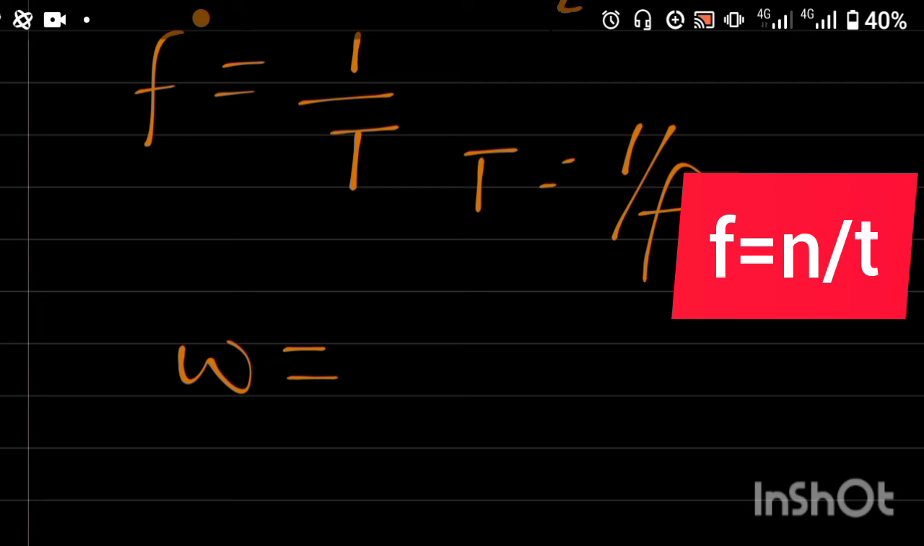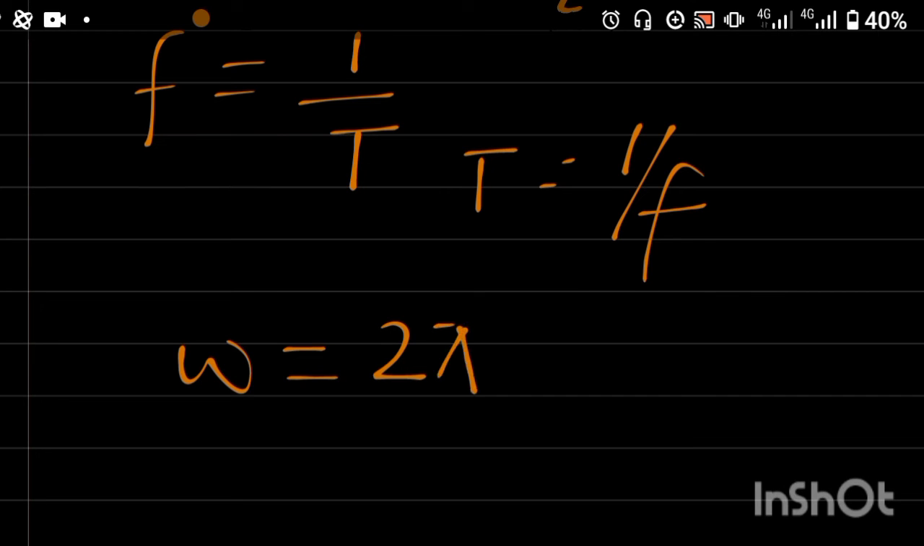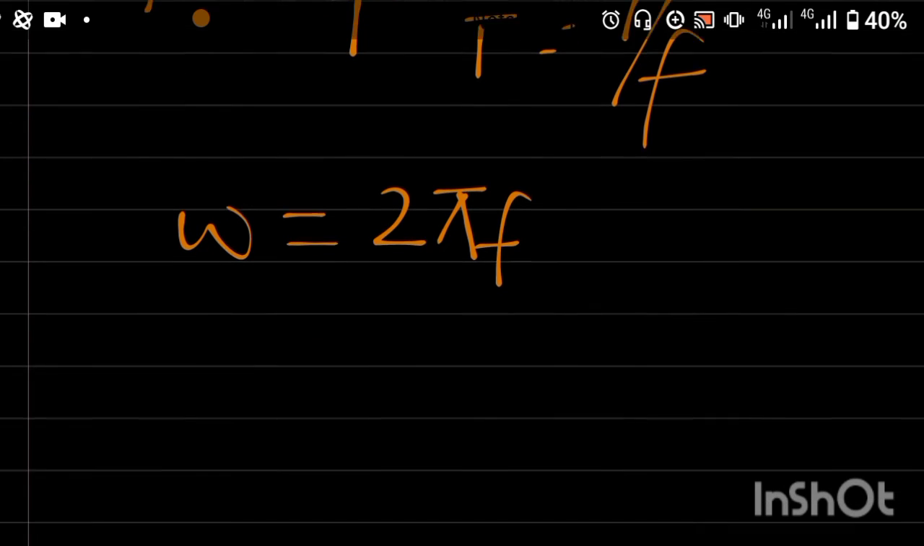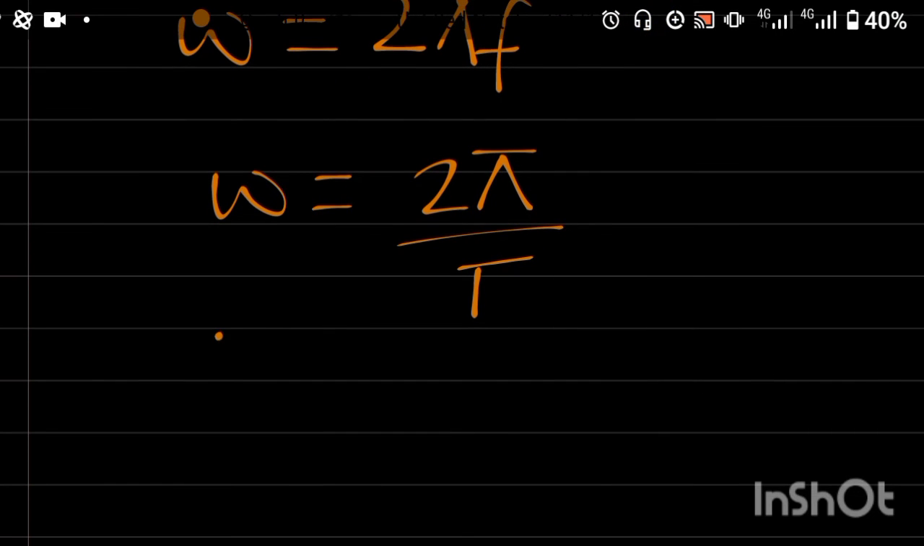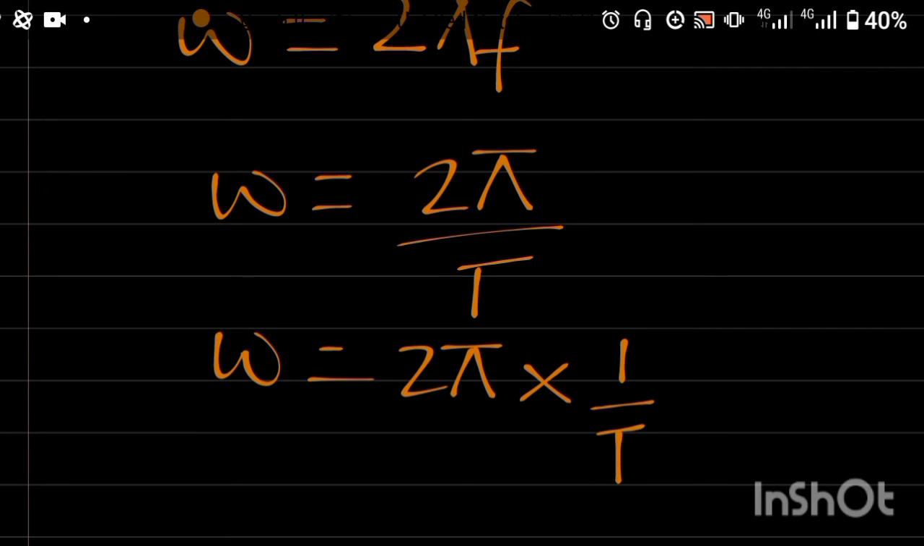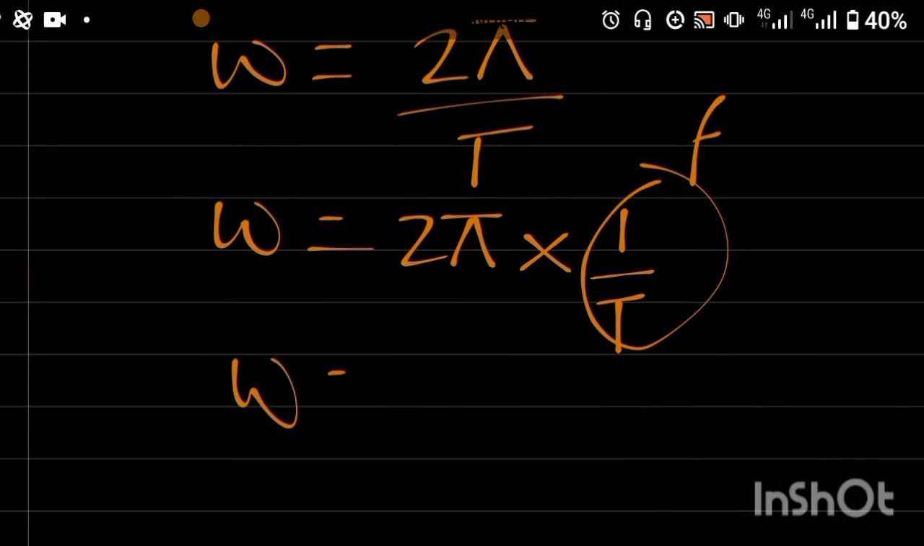Omega is equal to what? 2 pi f. Don't forget we wrote that omega is equal to 2 pi over T. Therefore, omega is equal to 2 pi times 1 over T. And 1 over T is actually frequency. Therefore, omega is equal to 2 pi f.